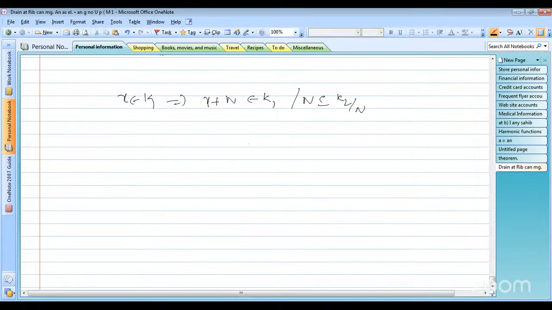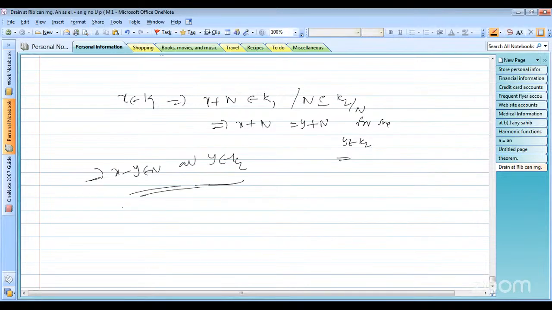So we take x plus N equal to y plus N for some y belonging to K2. We are taking y belongs to K2 here. Then x minus y belongs to N, and y belongs to K2 also. So x minus y belongs to N, and y belongs to K2, so x equals (x minus y) plus y belongs to N plus K2. Therefore K2 equals K1, and N is a subset of K2. I'm taking N subset of K2.